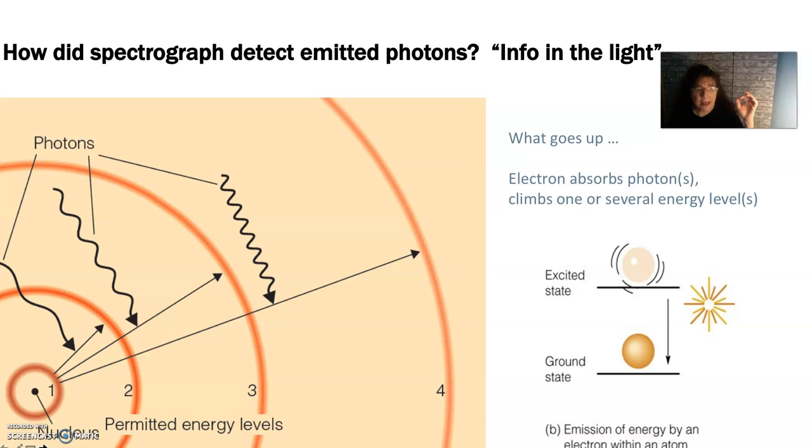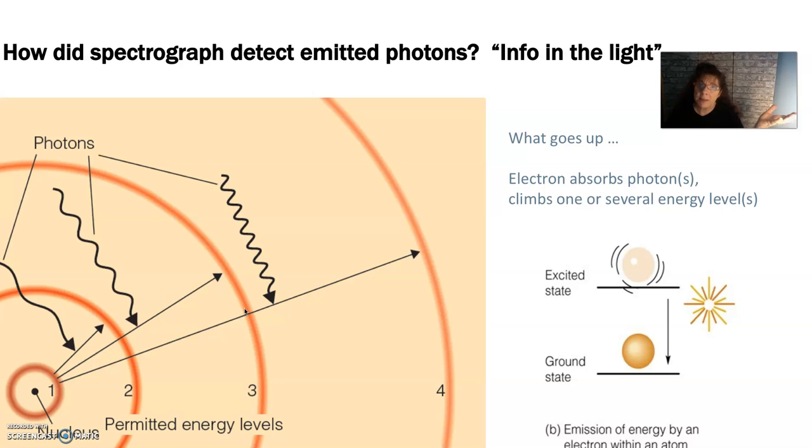So we want to go back to what you learned about electron shells and the emitted photons so that you can understand that the light carries information. And what goes up must come down. So you know, and this is a really important point to make, that the photons can be absorbed by the electrons right around the nucleus, and in absorbing those photons, they can jump energy levels. And that is what goes up.